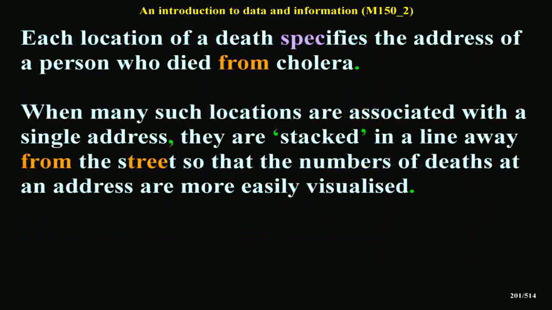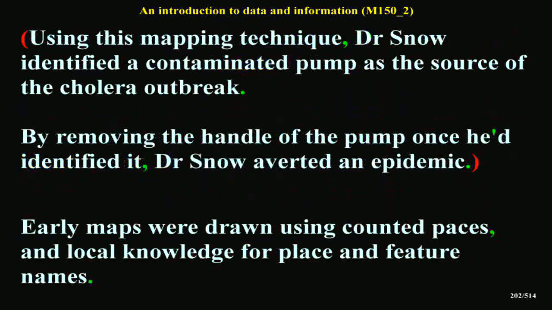Each location of a death specifies the address of a person who died from cholera. When many such locations are associated with a single address, they are stacked in a line away from the street so that the numbers of deaths at an address are more easily visualized. Using this mapping technique, Dr. Snow identified a contaminated pump as the source of the cholera outbreak. By removing the handle of the pump once he'd identified it, Dr. Snow averted an epidemic. Early maps were drawn using counted paces and local knowledge for place and feature names.